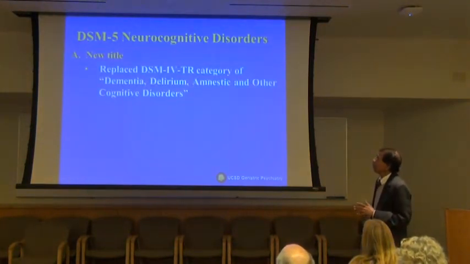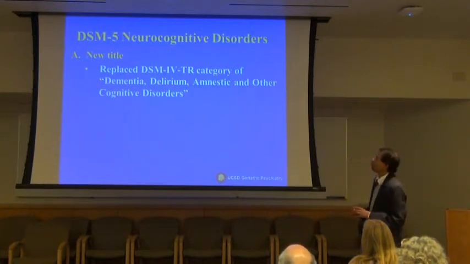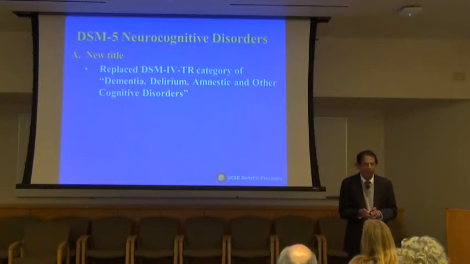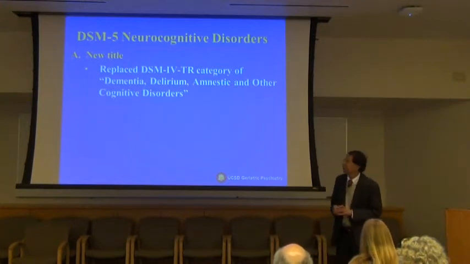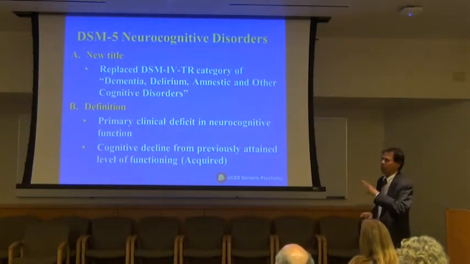When we started, we looked at DSM-4, where the category was called dementia, delirium, amnestic, and other cognitive disorders. We thought that was quite a mouthful. So we replaced that with neurocognitive disorders. So what are neurocognitive disorders?